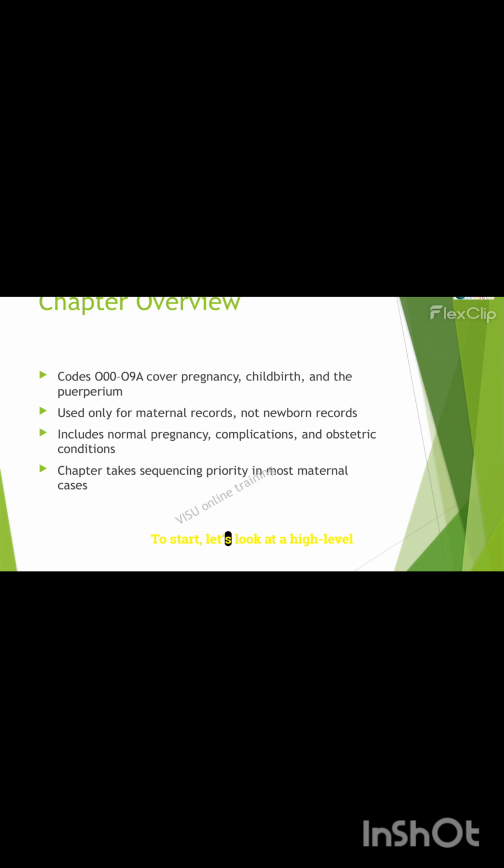To start, let's look at a high-level overview of Chapter 15. These codes are strictly reserved for maternal records. You should never apply them to a newborn's chart. Whether it is a perfectly normal pregnancy, a minor complication, or a major obstetric emergency, this chapter covers it. A key rule to remember is that Chapter 15 codes almost always take sequencing priority, meaning they are listed first on the claim in most maternal cases.